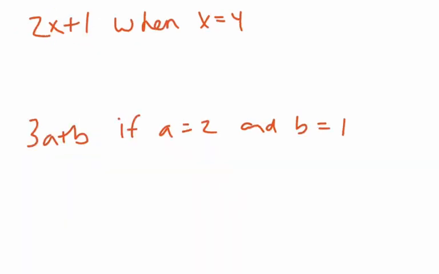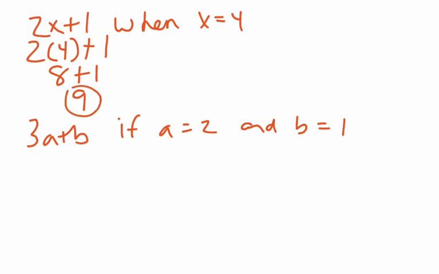All right, so the first one is, remember, the directions are to evaluate. So 2x plus 1 when x is equal to 4. So we take out the x, we replace it with something of equal value, which in this case is the 4. And then we evaluate, which means we're going to simplify. So 2 times 4 is 8, and 8 plus 1 is 9.